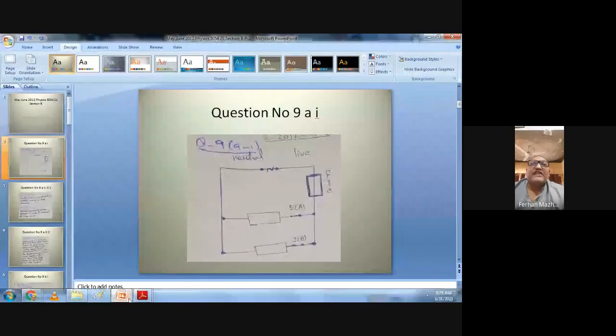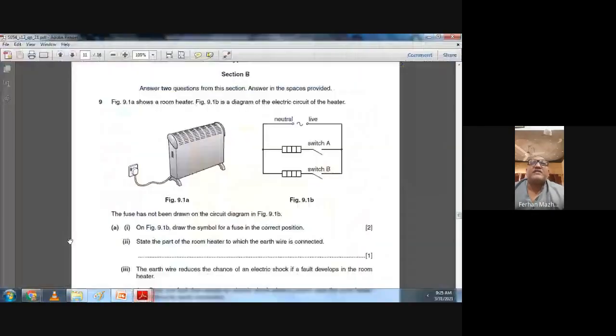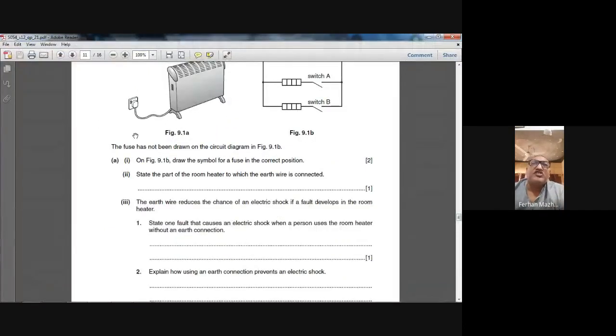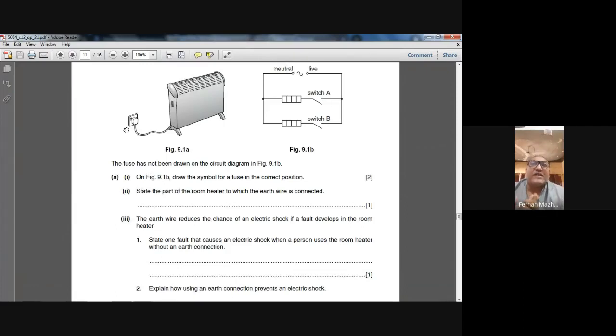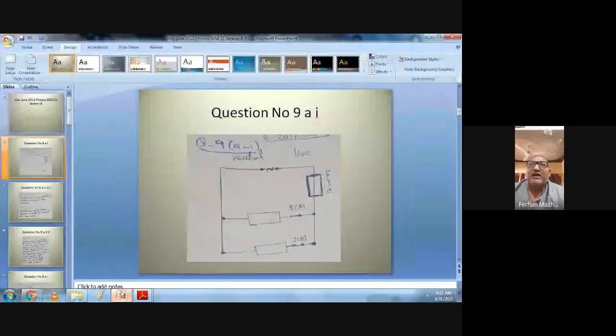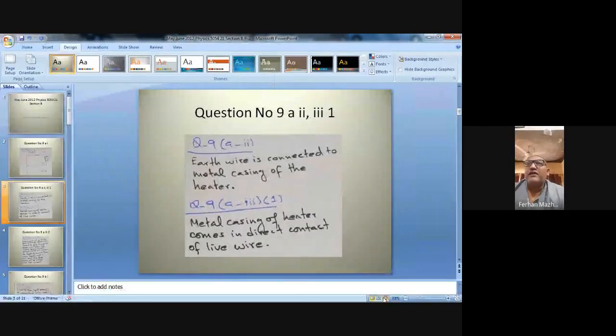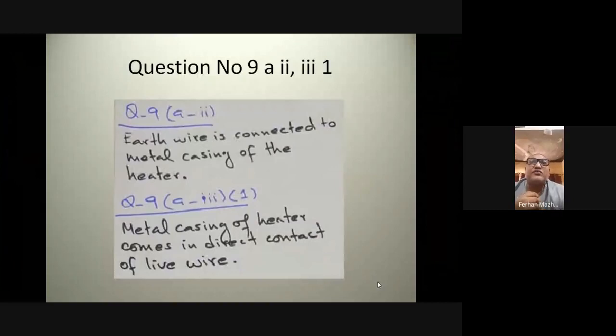Okay, so let's move to the next part: state the part of the room heater to which the earth wire is connected. See, the earth wire is always connected with the body of the equipment or the body of the machine. Here, the machine with which we have to connect the earth wire is the electric heater. So we will connect the earth wire with the metal casing of the heater. I have written this answer also. Let me show you my answer. So here we go. Earth wire is connected to the metal casing of the heater. Kindly write this answer in your booklet.